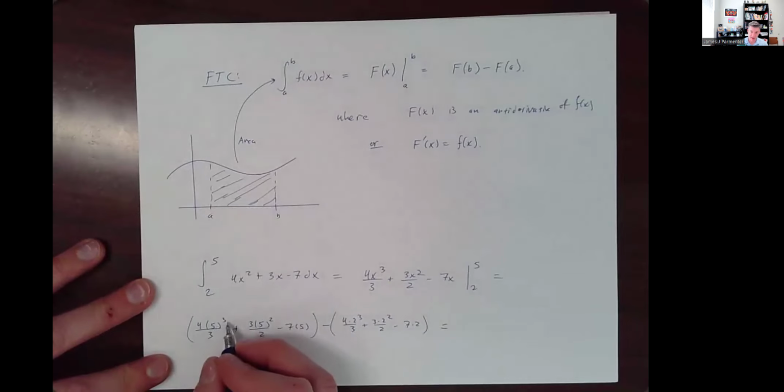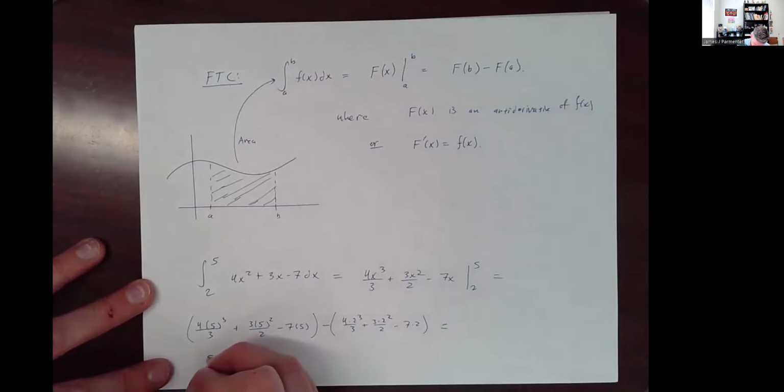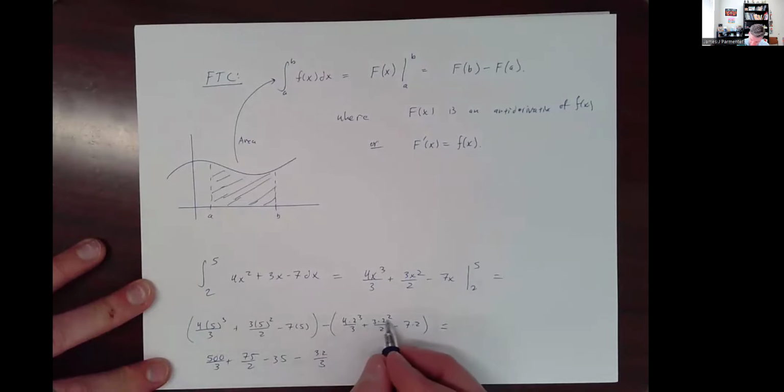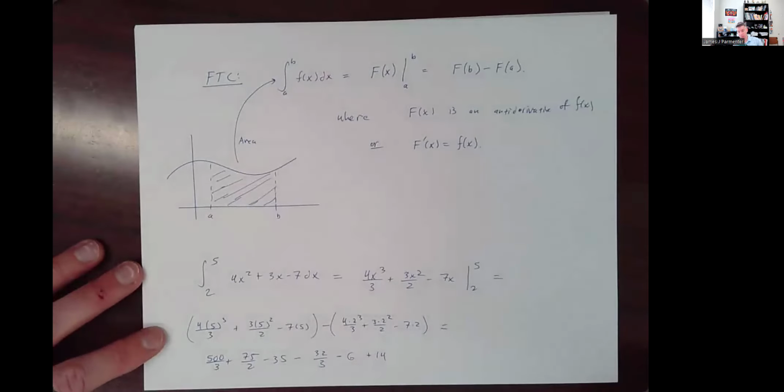5 cubed is 125. 125 times 4 is 500. 5 squared is 25 times 3 is 75. 5 times 7 is 35. And then we could distribute the minus sign here and get minus 4 times 8 is 32 thirds. 3 times 4 is 12 divided by 2 is 6. And 7 times 2 is 14. But I really don't see any value in going any further unless you're specifically asked to.